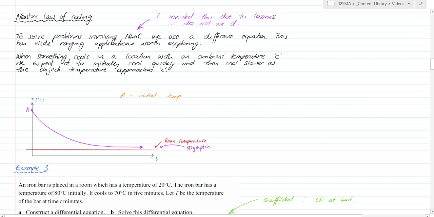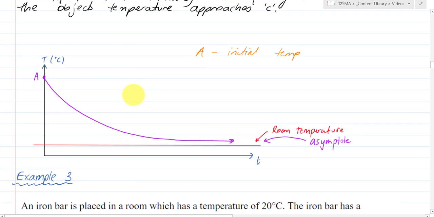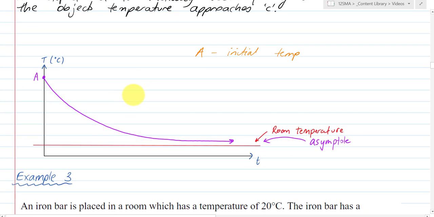Now I've got a bit of a diagram there and hopefully you can see it. The important thing here is that Newton's law of cooling specifies that the rate of change of the temperature of whatever this thing is, this purple line, is proportional to the difference between the temperature at that time and some base temperature, which is probably room temperature, so wherever it's heading.